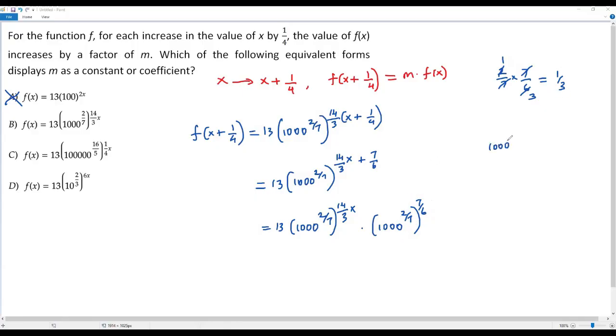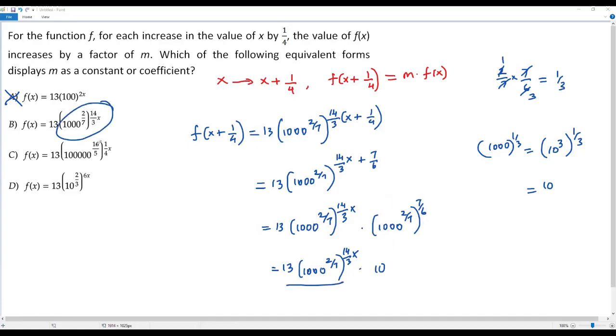That is 1000 to the power of 1 over 3 equals, this 1000 can be written as 10 to the third power whole to the power of 1 by 3. Okay, when I simplify this one, I'm getting 10. Now let me write over here. That is 13 times 1000 raised to the power of 2 over 7 to the power of 14 over 3 times x, and the value of this one is just 10. We got this stuff for f of x over here in answer choice B, and here we have 10.